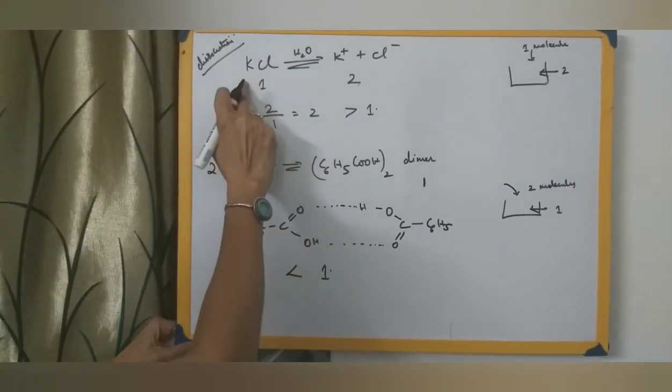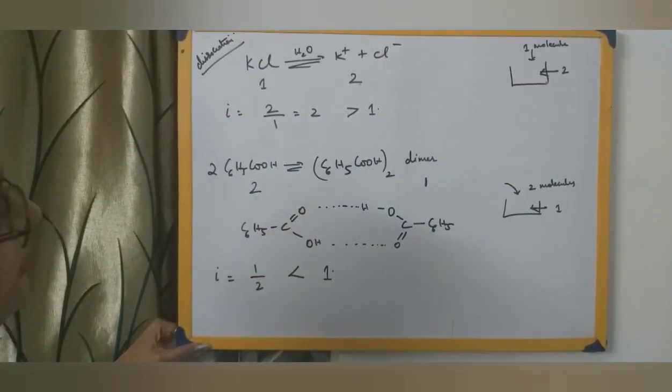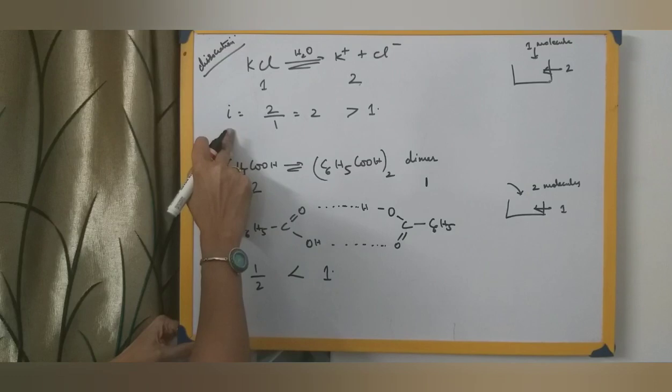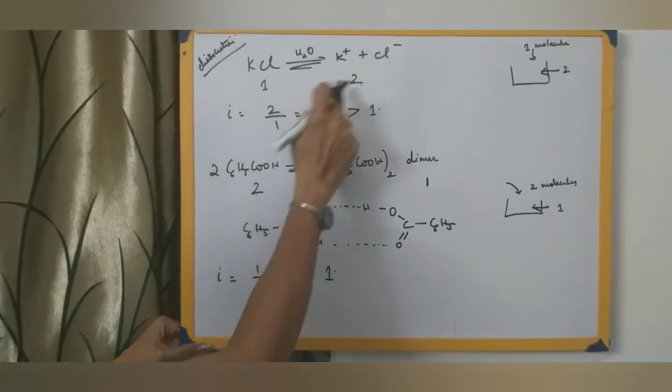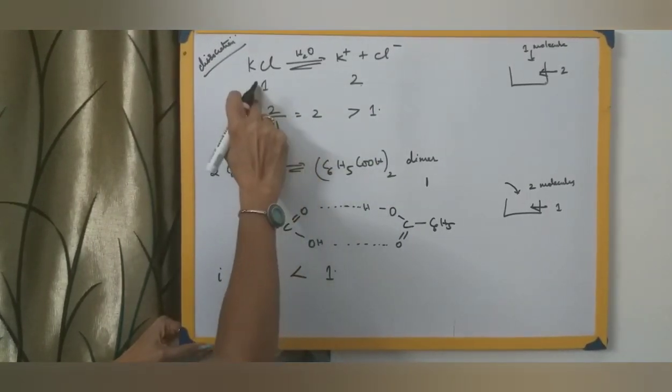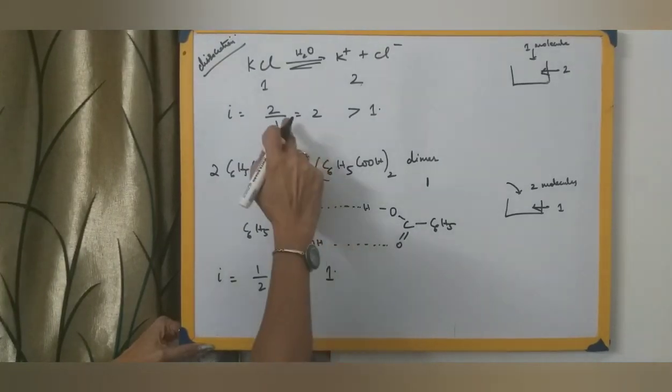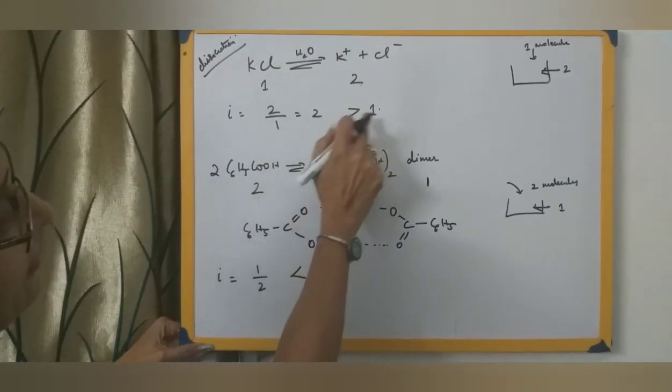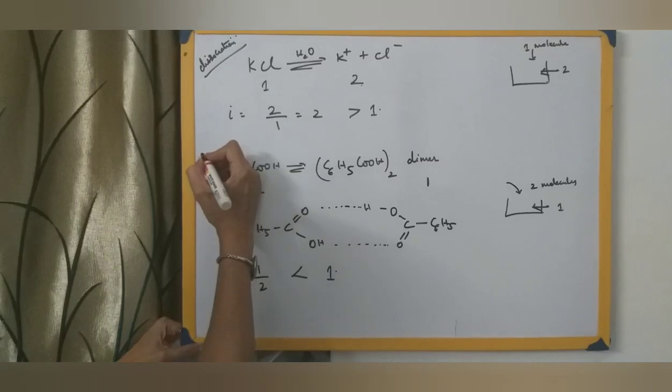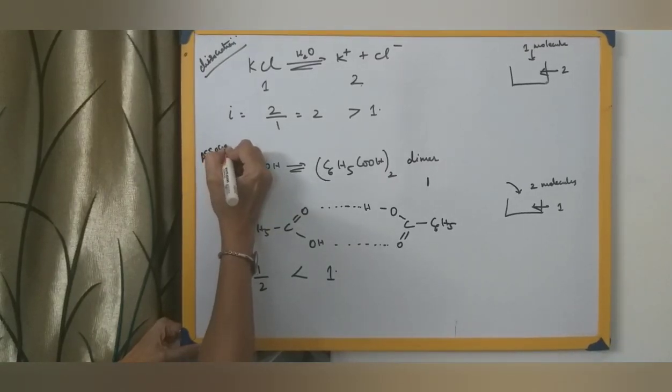In the other case, we are putting 1 over here and it is forming two particles. So here the Van't Hoff factor I will be 2 by 1, the observed value upon the value we calculated initially. So it equals 2. 2 is greater than 1 over here. Similarly, this is an example of association.